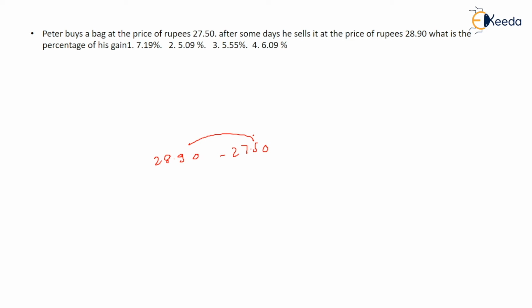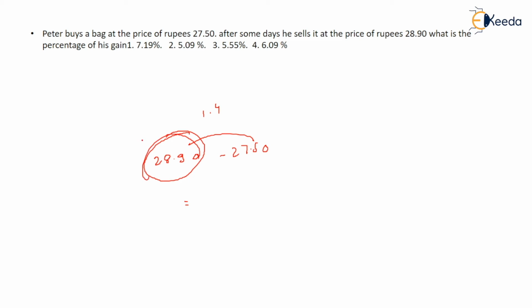28.90 minus 27.50. So this comes out to be 1.4. He is gaining 1.4 rupees, and how much is he investing from his pocket? 28.9 rupees he is investing from his pocket. So 1.4 divided by 28.9. So you will get to know the overall profit percentage.